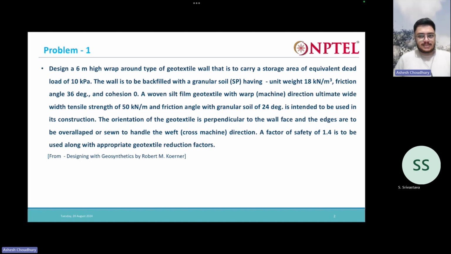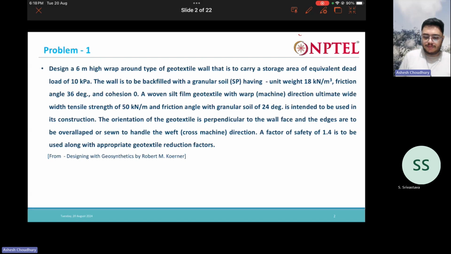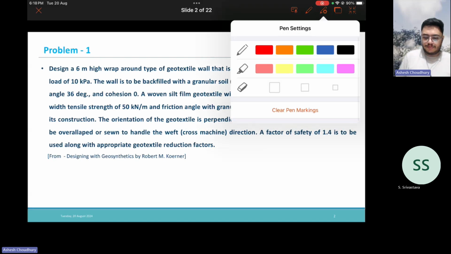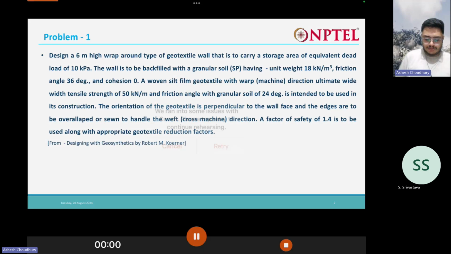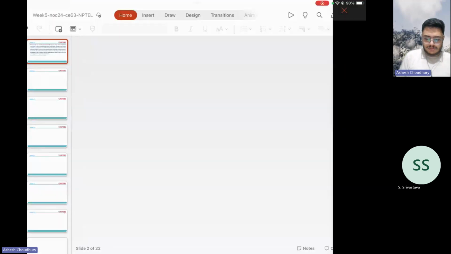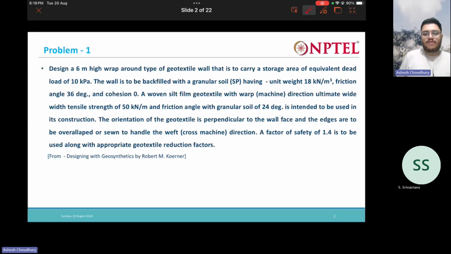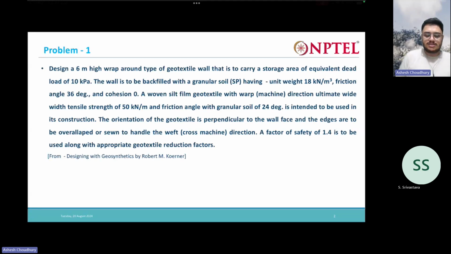Okay. So what is asked? Design a 6 meter high wrap around geotextile wall. This is the first information given to us: we need to design a 6 meter high wrap around geotextile wall.